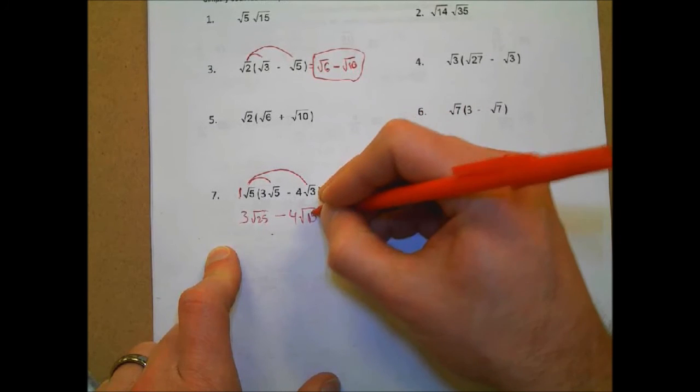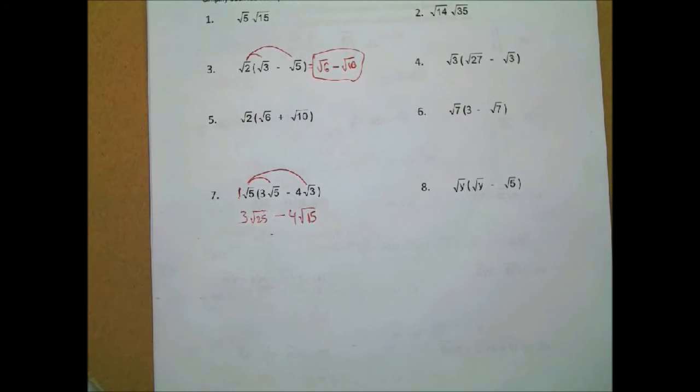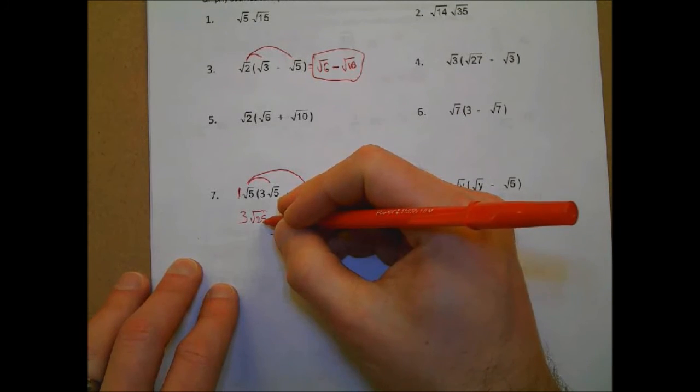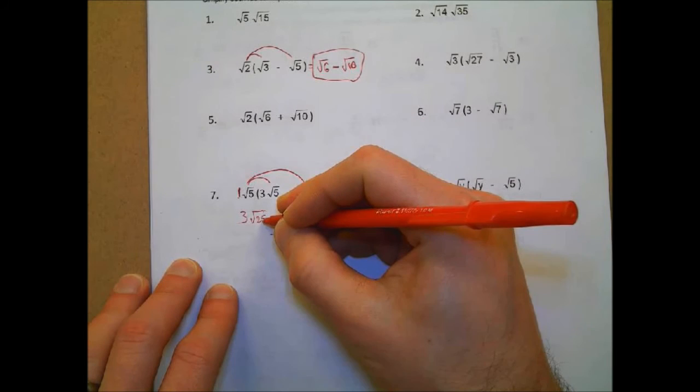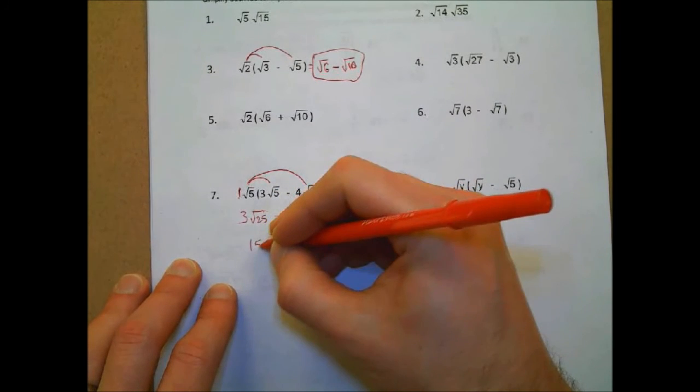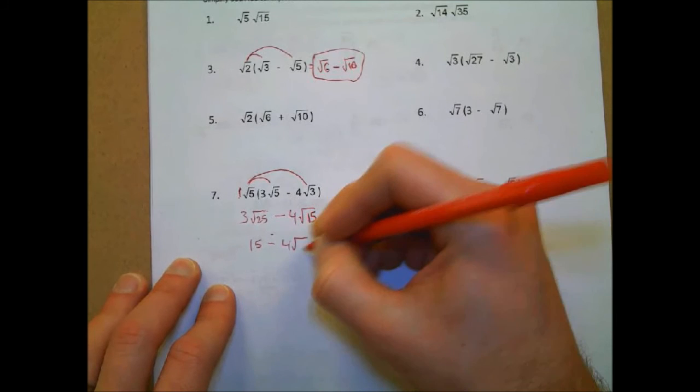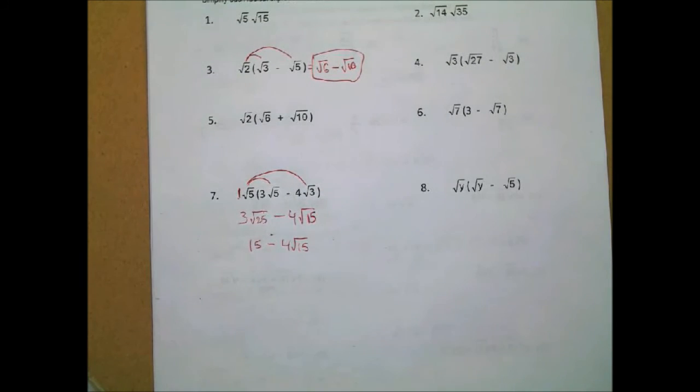Okay. Now, is this one done, or is there anything more we can do? Simplify root 25. What's the square root of 25? 5 times the 3 gives us 15. Okay. Can we simplify any further here? Do we have like terms? No like terms. There's a root 15 and there's a normal 15, so they're not like. Okay, they're not like. So we're done there.